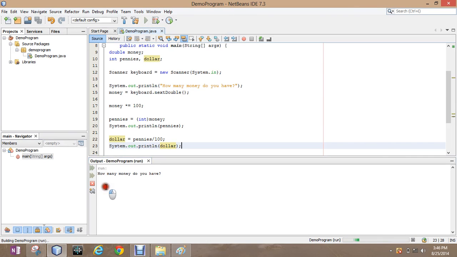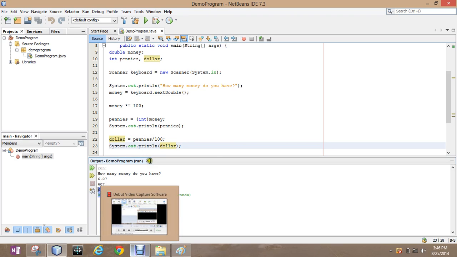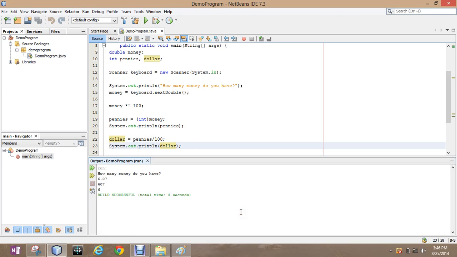Run this. We're going to enter in $6.07 again. 607 pennies is right there, which matches up with line 19 and 20. And this 6 pulled out the dollar in line 22 and printed it in line 23. So we're going to do something very similar with our next project.